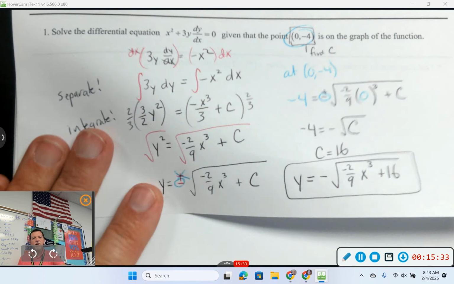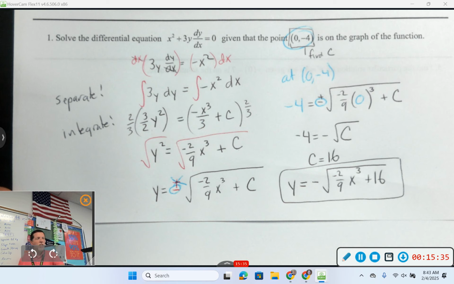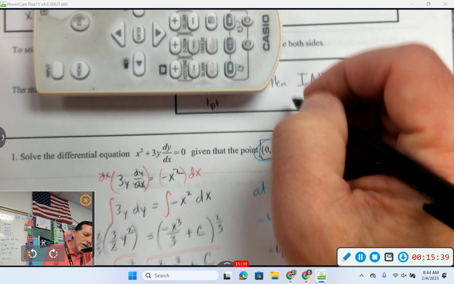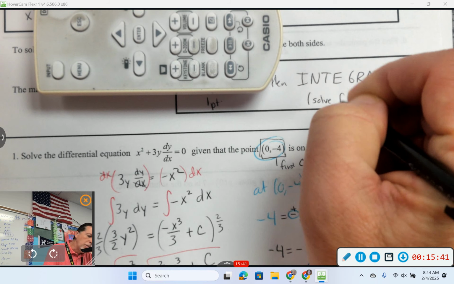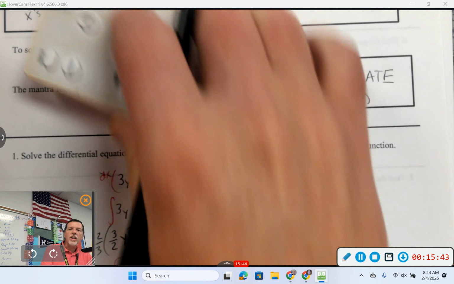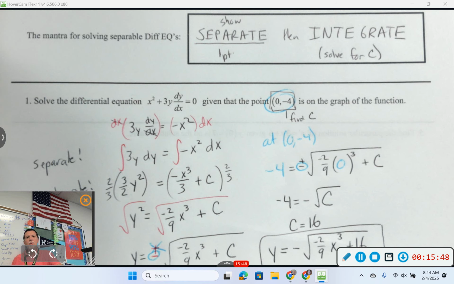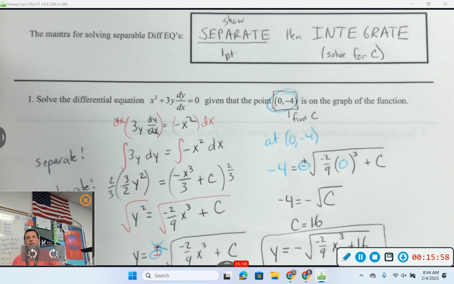Separate, integrate, solve for C. So I'll just put that in our box up here, because we'll almost always solve for C. And I'm on a 20-year-long quest to find something that rhymes with separate and integrate that means solve for C. So if you come up with some silly word, I will entertain it.